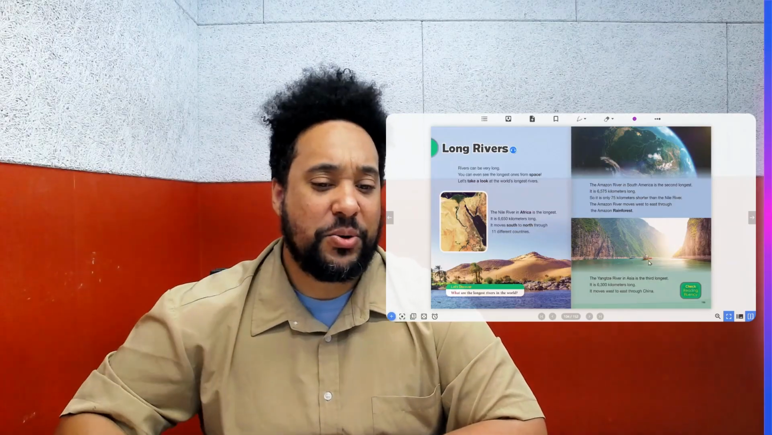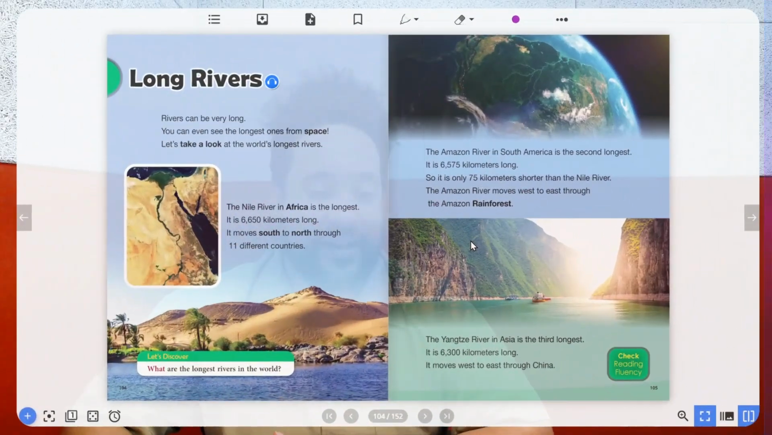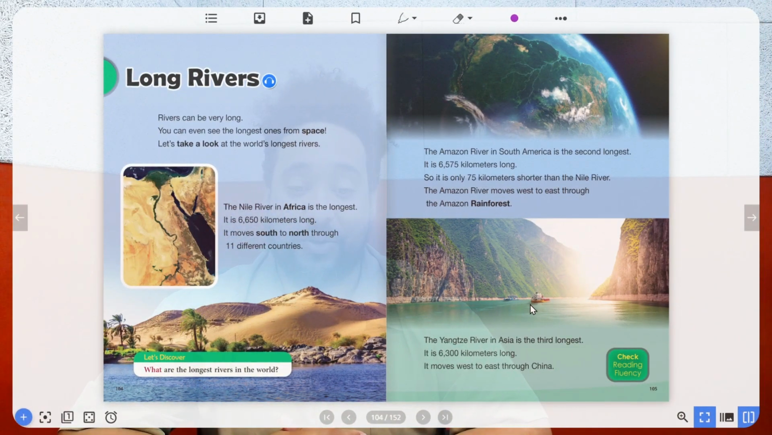Now, in the story, can you find where it tells you how long the Amazon River is? Can you point to that sentence? Very good. Let's read that sentence together. It is 6,575 kilometers long. That's really long, right? How much shorter than the Nile River is the Amazon River? That's right, it's only 75 kilometers shorter than the Nile River.